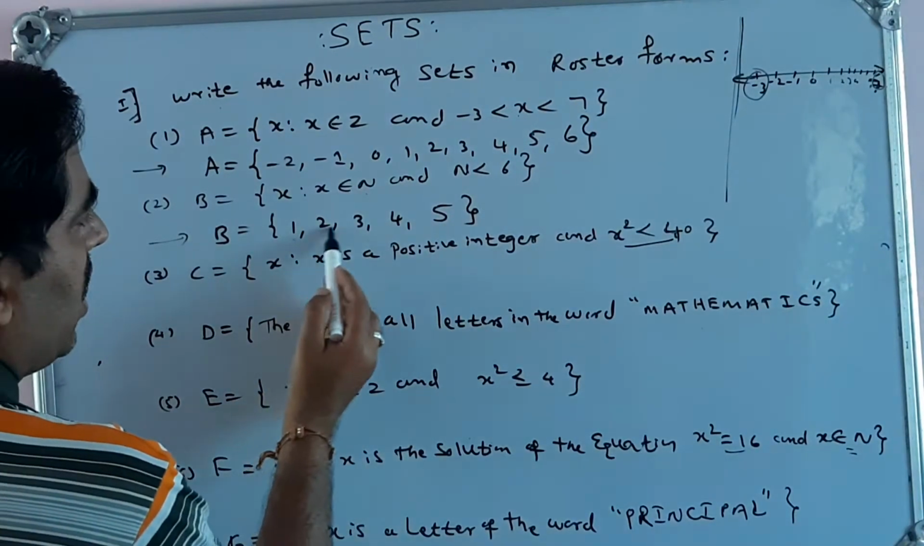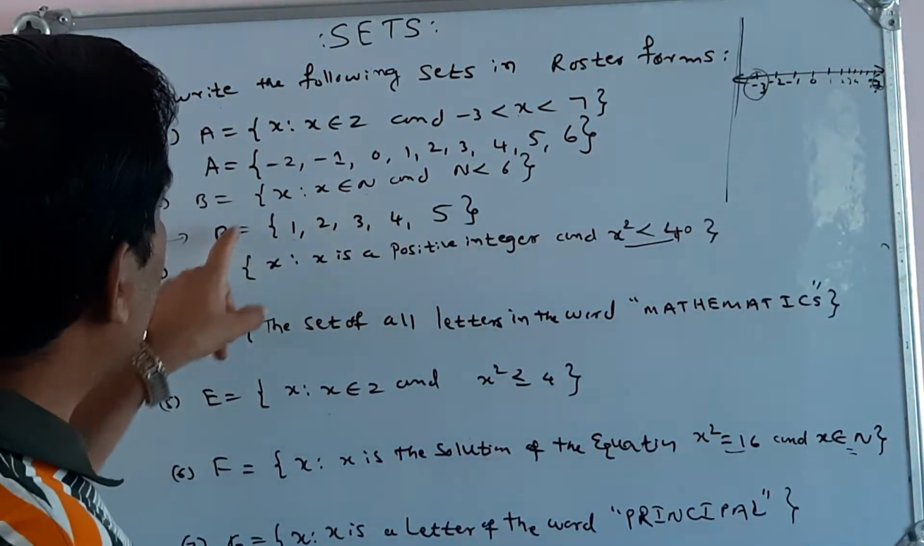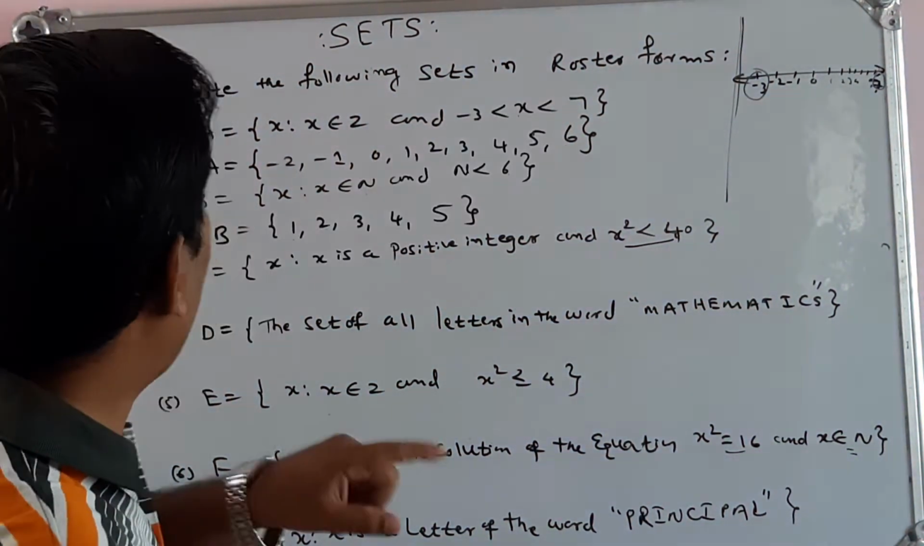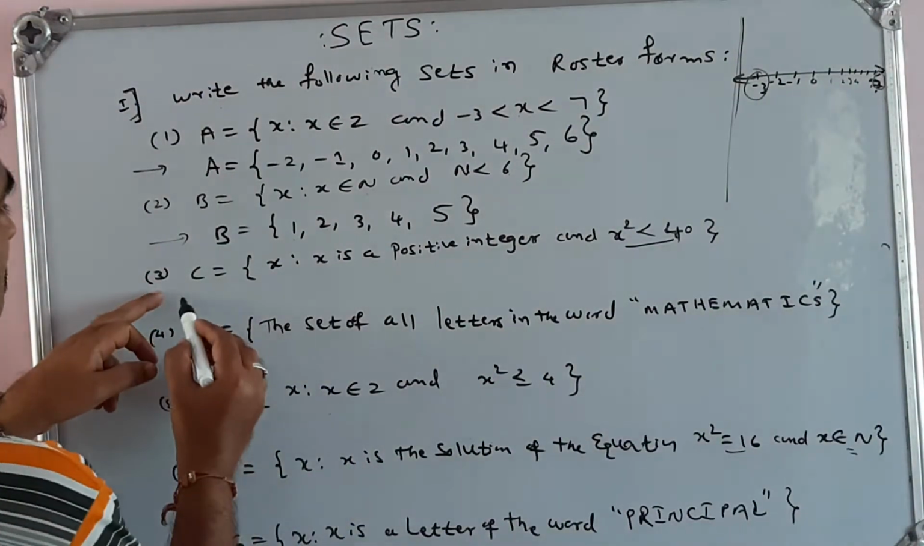So 5. These are the natural numbers less than 6. This method is roster form. This method is rule method. Then let us go for the third one.